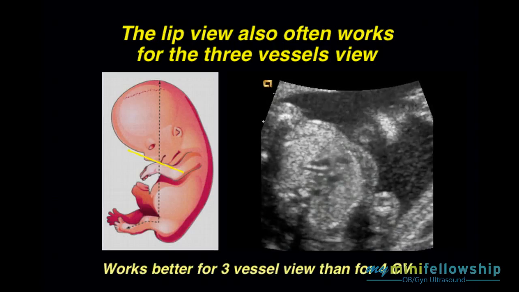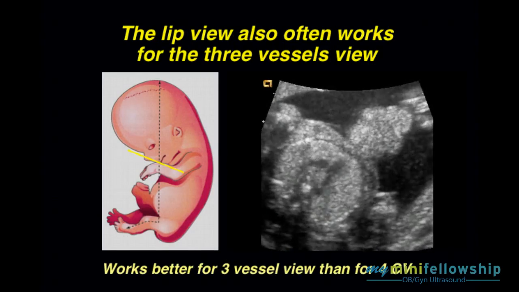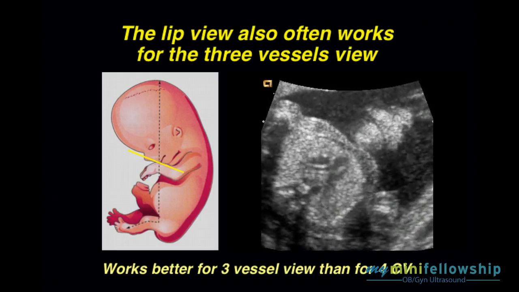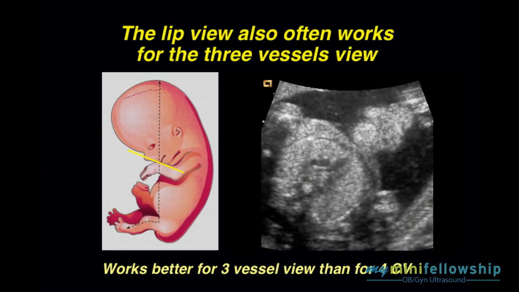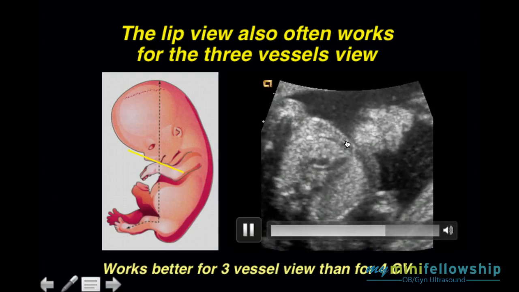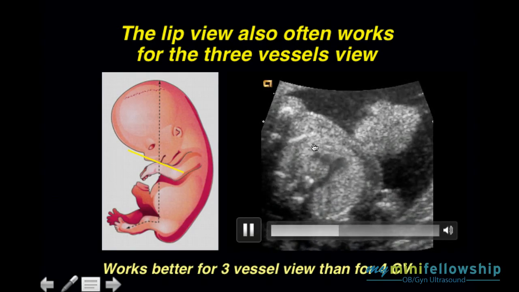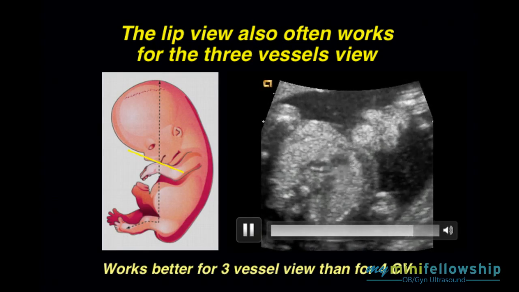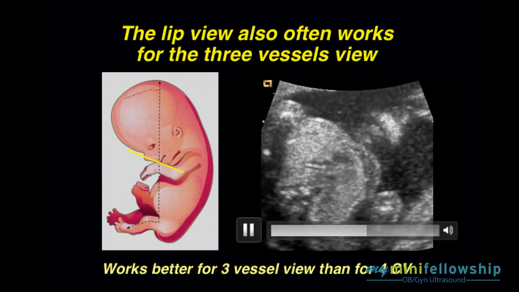Now, in the four-chamber heart lecture, I told you that sometimes when you're getting your lip view, you get a very nice four-chamber view, which is true. But it's actually more common when you're getting your lip view to get a really nice three-vessel view, because the lip view often is a little more superior in the mediastinum.